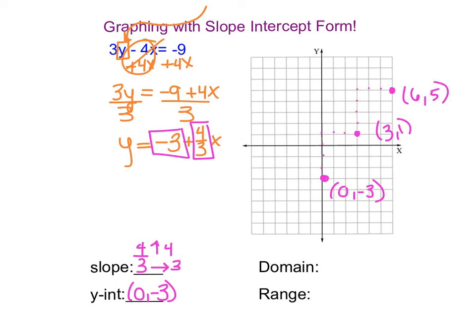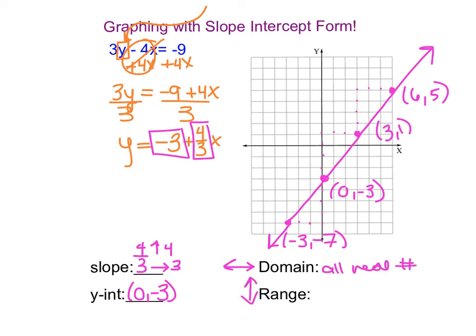Then I can also apply that pattern backwards by going down 1, 2, 3, 4, and to the left 1, 2, 3. So here I'd be at x is -3, y is -7. So then I can take those points and connect them, extending them through the coordinate plane with arrows on the end. And then I can find my domain and range. Because I'm going forever to the left and right, domain is all real numbers. Because I'm going forever up and down, my range is also all real numbers.